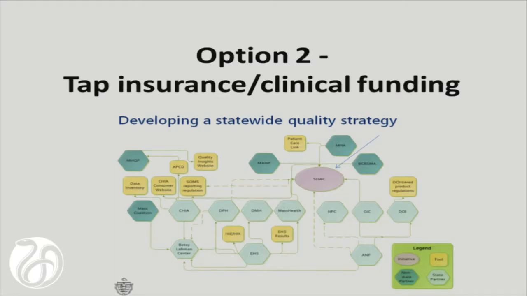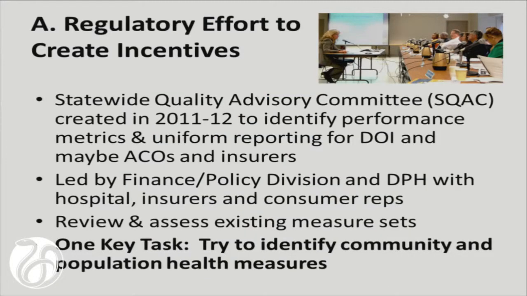So the second type of option is the one I think that is increasingly getting attention in the era of global payments and the Affordable Care Act, and that's whether we can tap insurance or clinical funding to pay for population health. So here are two examples of that in Massachusetts.